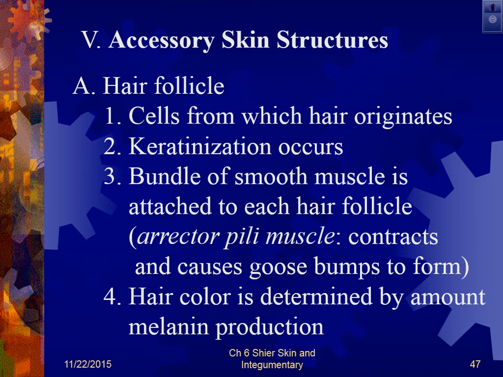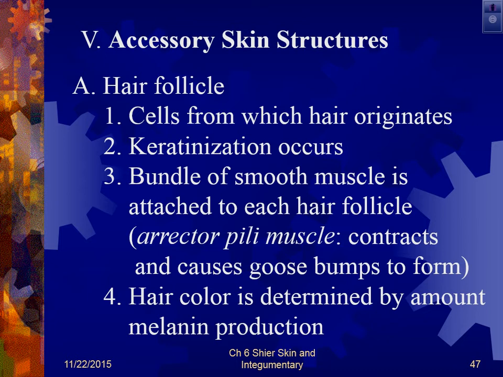And so there's a bundle of smooth muscle that's attached to the hair follicle that's used to give us goosebumps. We call this muscle the erector pili muscle, and when it contracts, it raises the hair follicle so that we get a goosebump, and it helps us actually keep our temperature up. So the hair follicle is where the cells originate for hair. Keratinization happens here, and there's that bundle of smooth muscle fiber that's going to give us goosebumps when we get cold.